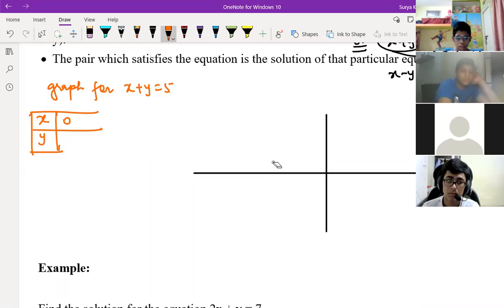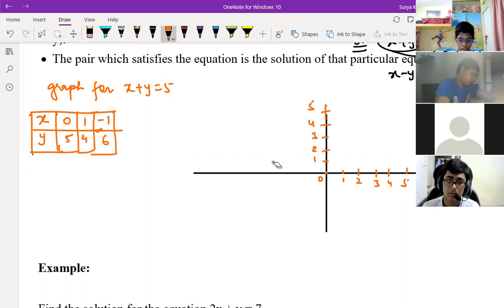At 0, what will you get? If x is equal to 0, y is equal to what? You'll get 5. If x is equal to 1, then y is equal to 4, right? If x is equal to -1, then y is equal to 6. So you should mark the points. Suppose here is 0, here is 1, 2, 3, 4, 5, and here also 1, 2, 3, 4, 5.